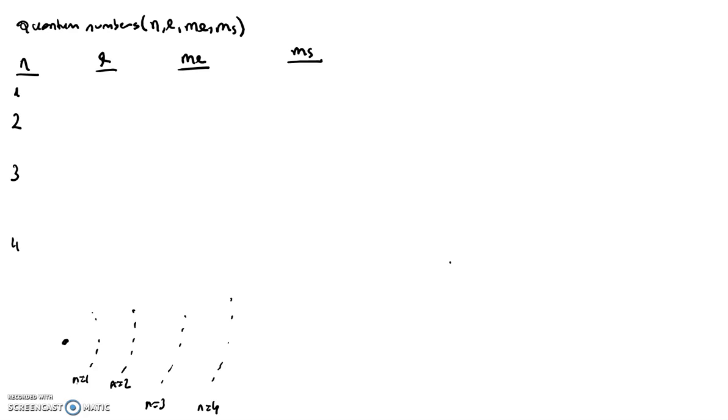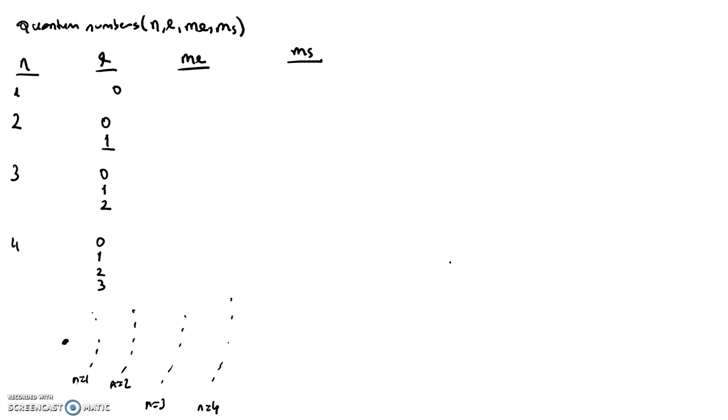Alright, so L is going to let us know the shape of the cloud. On the first shell, we are expecting to get just S kind of orbitals. It's called L equals 0, right? You remember from the previous video. So on the first shell, we can have only L equals 0. On the second shell, we are expecting to get 0 and 1 kind of clouds. On the third shell, we are expecting to get 0, 1, and 2. On the fourth shell, we are expecting to get 0, 1, 2, and 3, not 4.